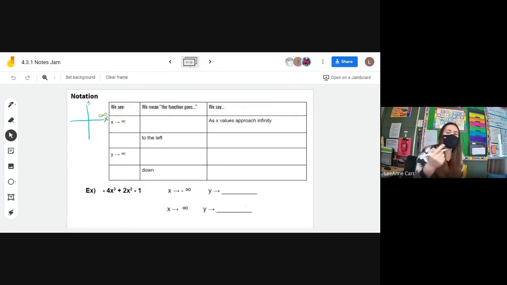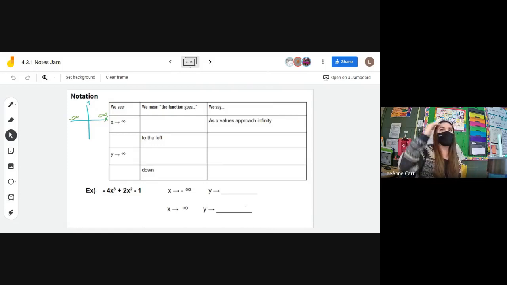On the other side, though, if I move to the left, I'm getting more negative and more negative and more negative the farther I go. So on the left, this is actually going to be negative infinity. Yes, you can have a negative infinity. It does exist.